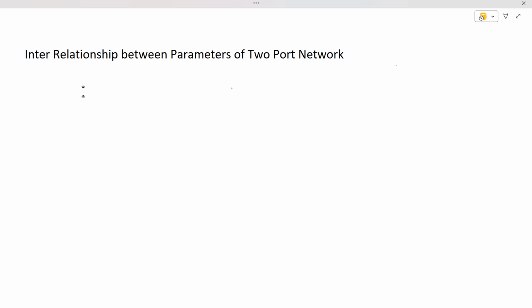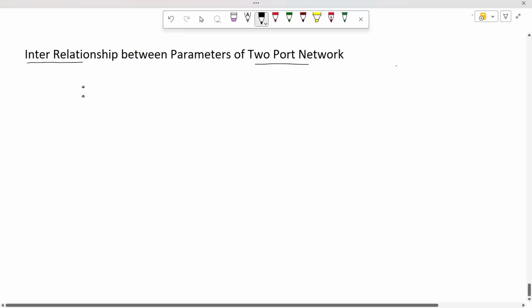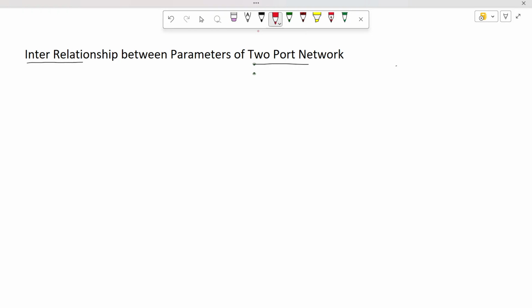Today we are going to see the interrelationships between the parameters of a two-port network. Under this, we are going to discuss now about H parameters in terms of Z parameters. The next derivation will be H parameters in terms of Y parameters. H parameters in terms of ABCD parameters will be the continuous lecture. So now we want to express H parameters in terms of Z parameters.